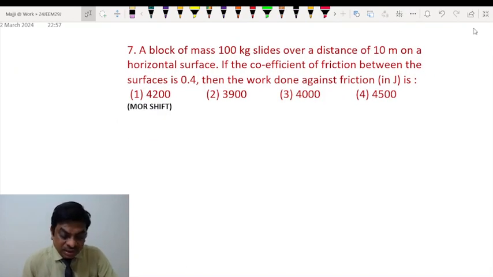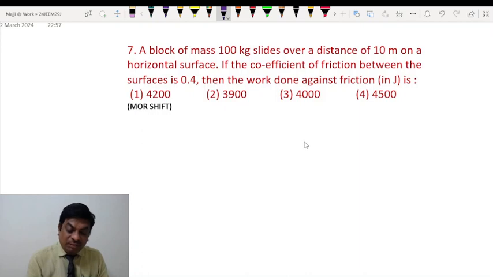Block of mass 100 kg slides over a distance of 10 meters on a horizontal surface. If the coefficient of friction between the surfaces is 0.4, then the work done against friction is. This is a very simple question, students.